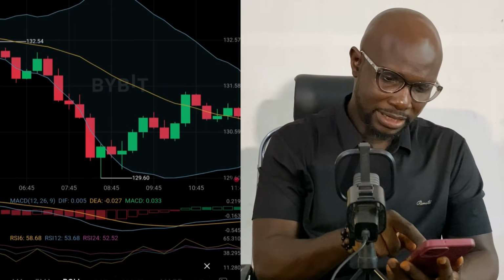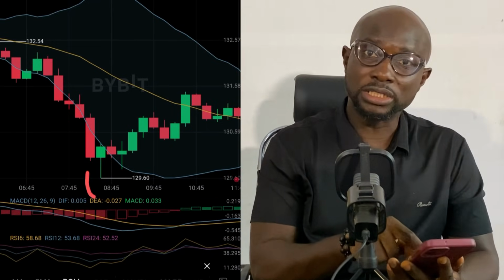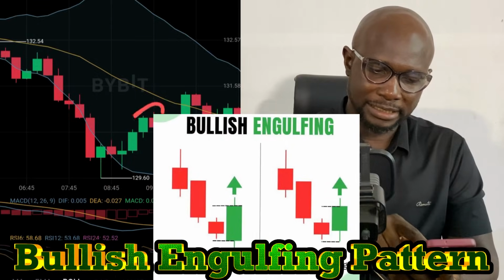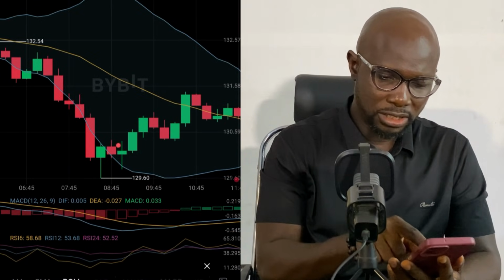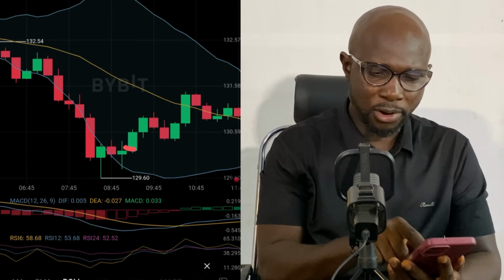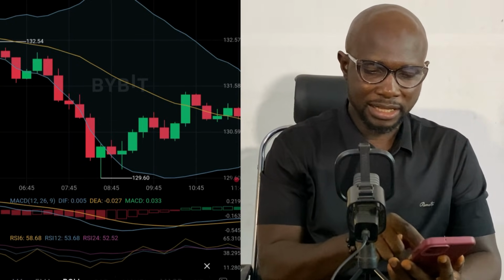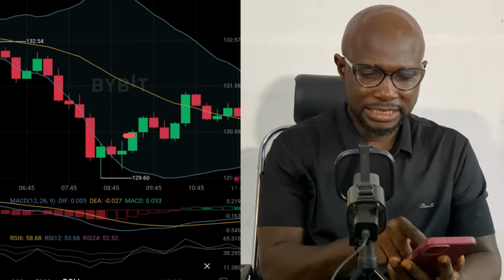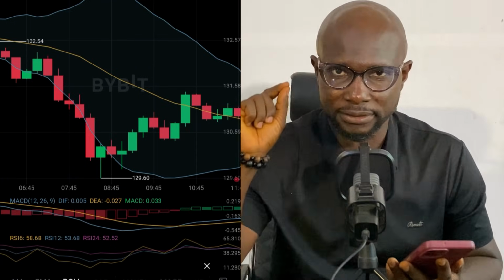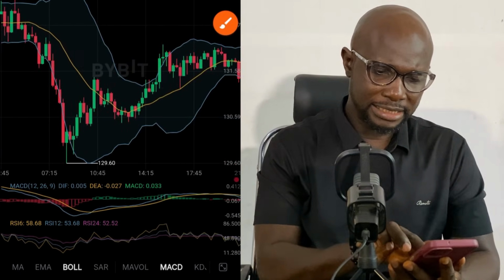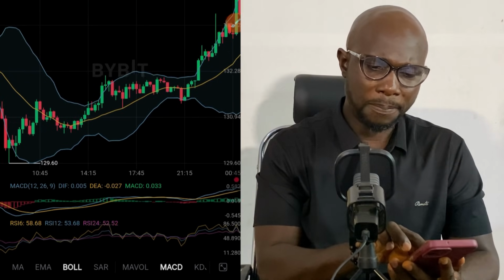Look at this. This is the second one, which is what? Bullish engulfing pattern. When the wick of the first candle here touches the body of the following candle, and this wick also touches the body of the following candle, that is bullish engulfing. Then after that, what happened? Look at it. The price going up, up, up, up, up.